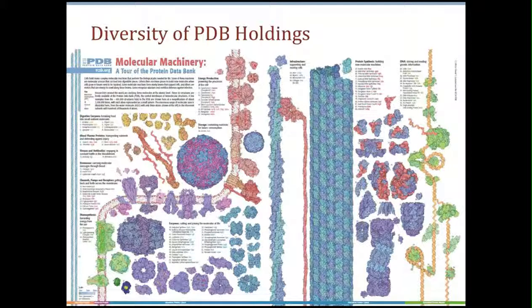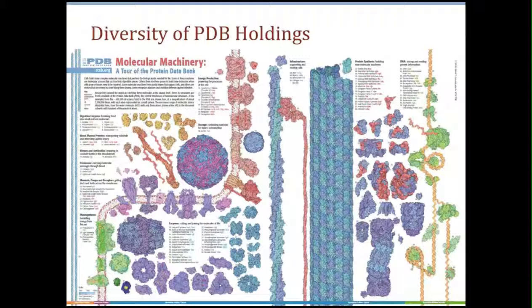There are the proteins that are responsible for packaging DNA, for replicating DNA, for turning genes on and off. The molecular machines made up of protein and RNA that are responsible for decoding the messenger RNA and turning it into proteins, the ribosome.